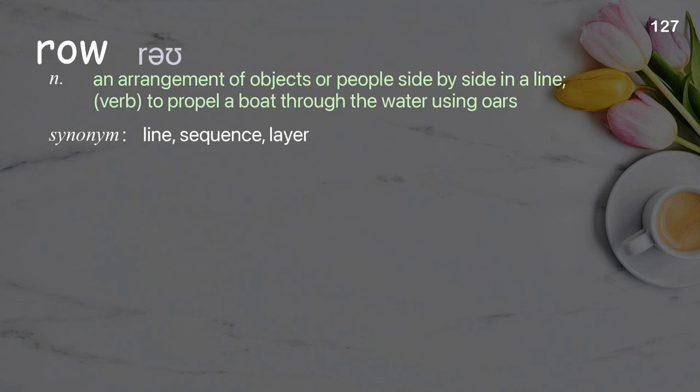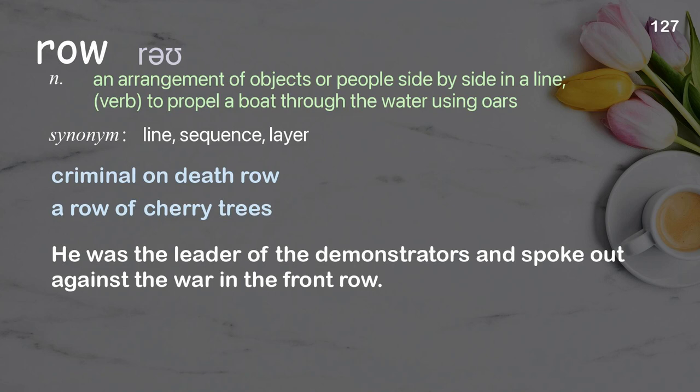Row. An arrangement of objects or people side by side in a line. Verb: to propel a boat through the water using oars. Examples. Criminal on death row. A row of cherry trees. He was the leader of the demonstrators and spoke out against the war in the front row.